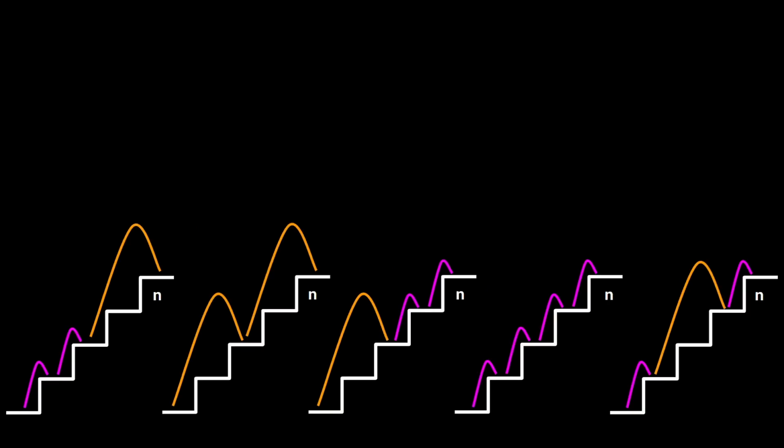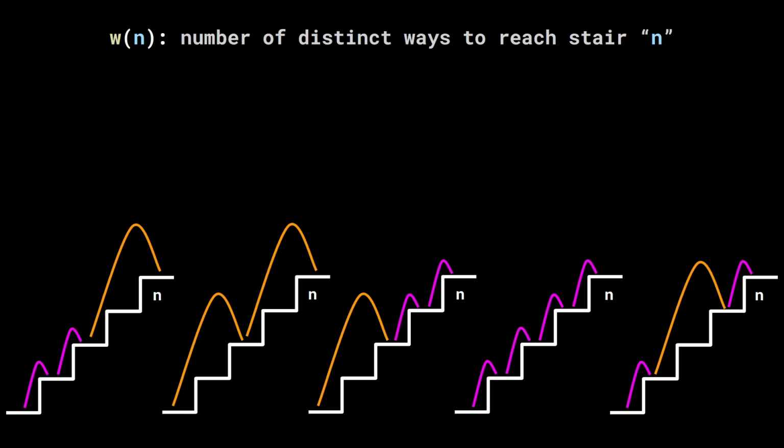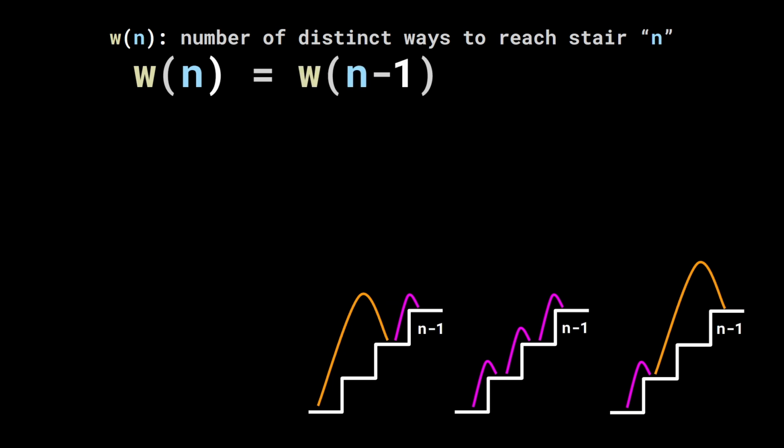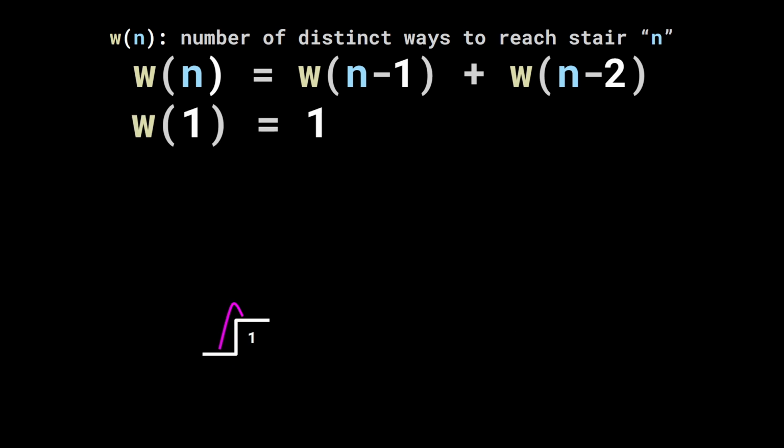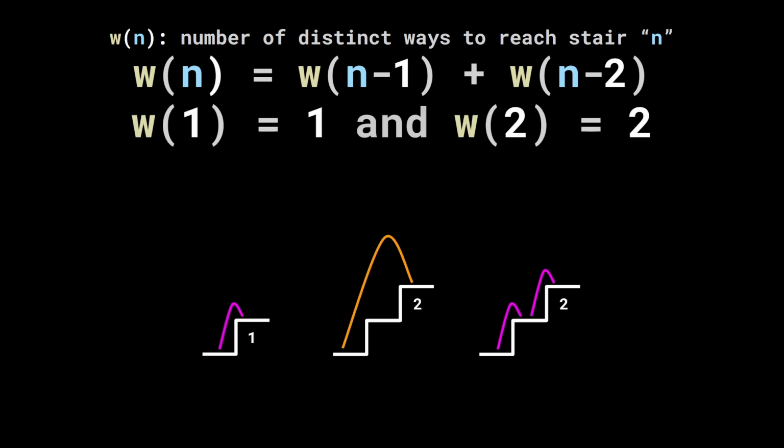So now it should be clear that we can define a function w of n that returns the number of distinct ways to reach the stair n such that w of n is equal to w of n minus 1 plus w of n minus 2. Knowing that we have the base cases w of 1 is equal to 1 and w of 2 is equal to 2. When we have a recurrence relation, it's pretty straightforward to convert it to code.